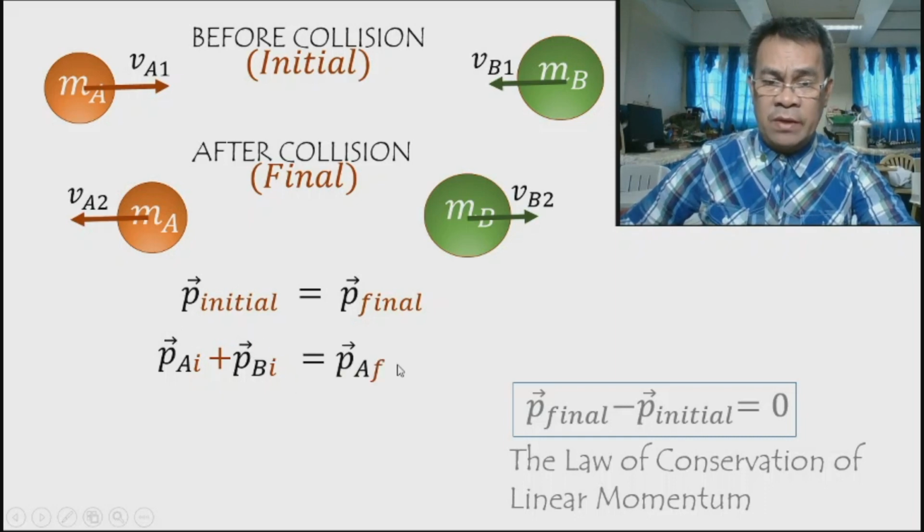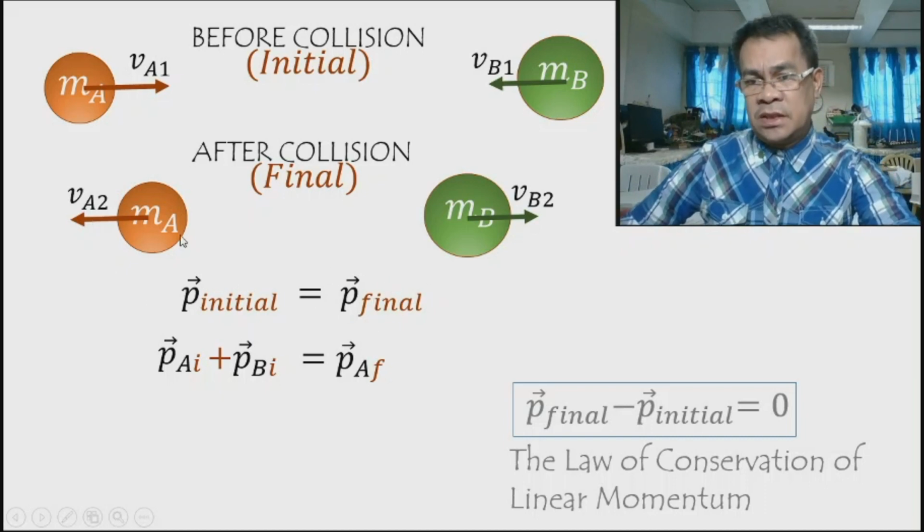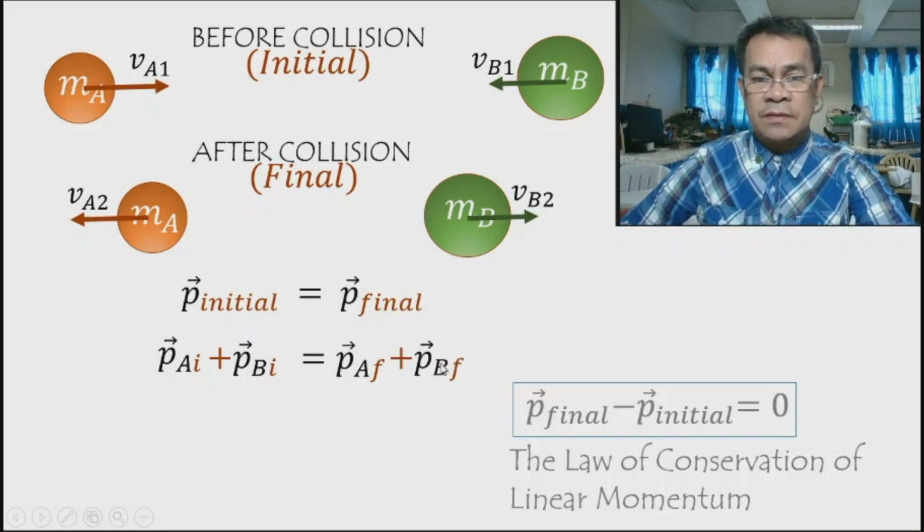This should be equated to what? It is equated to the total final momentum. What is the total final momentum? It is this object. Now take note that we have another momentum here because the velocity is changed. So therefore, multiply the mass by the velocity. This is the momentum of A final plus the momentum of B final.